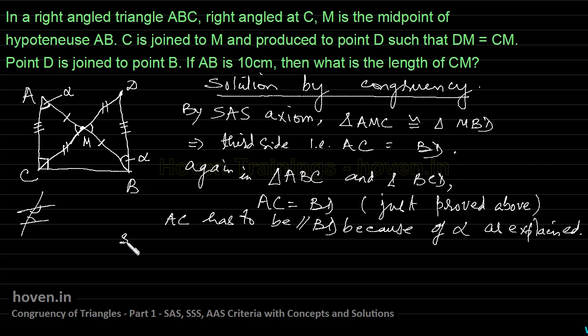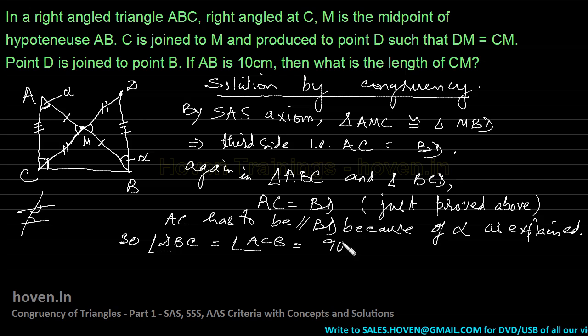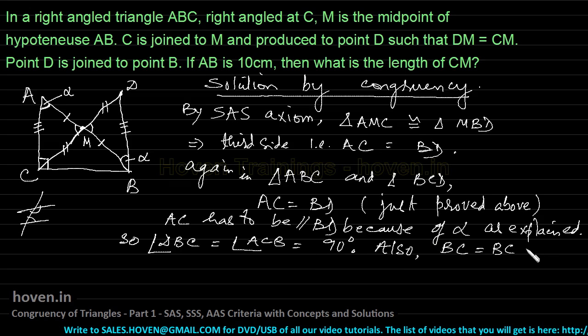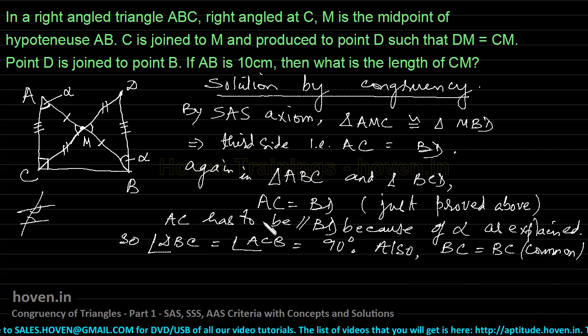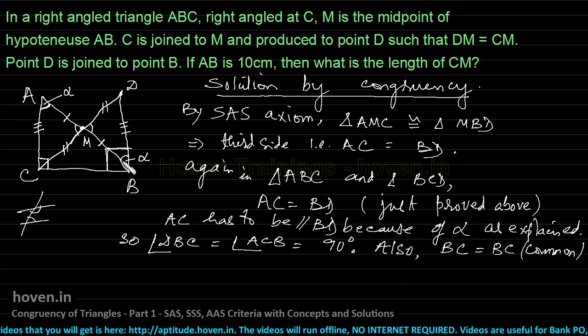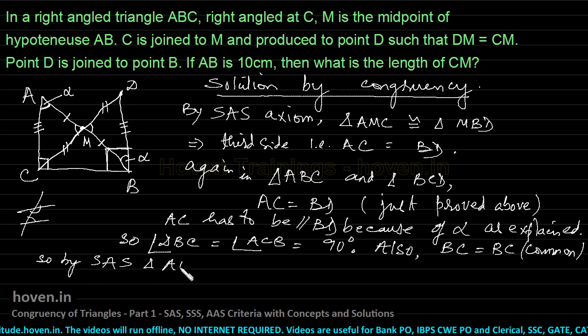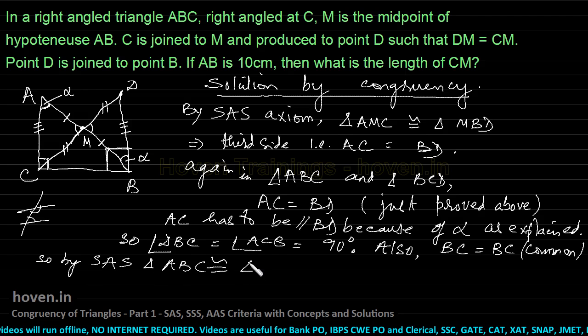So if AC is parallel to BD, angle DBC will be equal to angle ACB, which is equal to 90 degrees. And there is another thing also, BC is equal to BC, common. So triangle ABC and triangle BCD have one side equal, this side is common, and this angle has already been proved to be 90 degrees. So by SAS, triangle ABC is also congruent to triangle BCD.